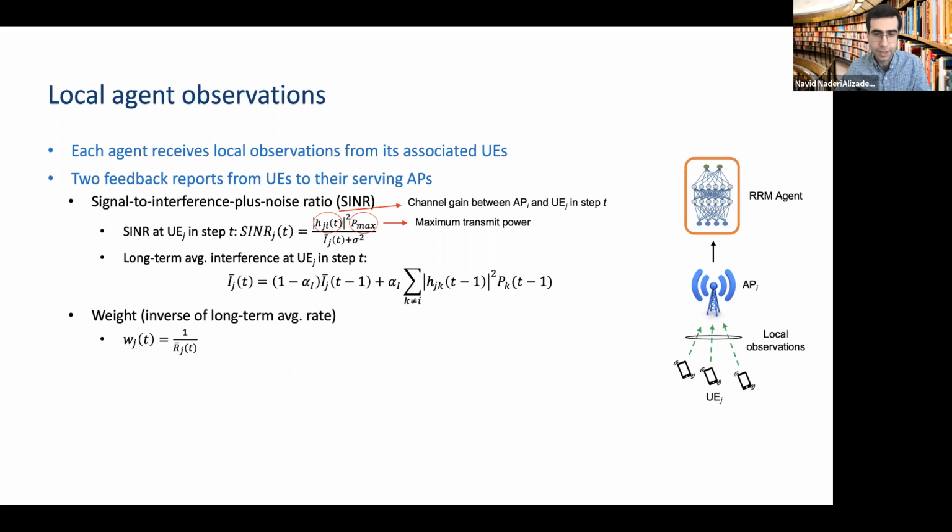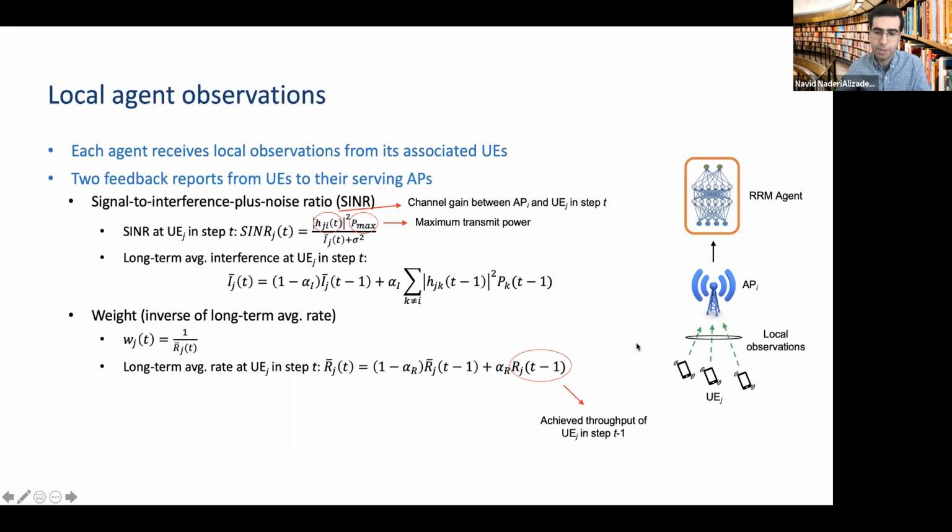And the second observation that we assume each UE sends to its AP is its weight, which we define as the inverse of its long-term average rate. The long-term average rate is defined similarly to the long-term average interference here. Again, we have the exponential moving average of the achieved throughput of each UE, up to time step T.